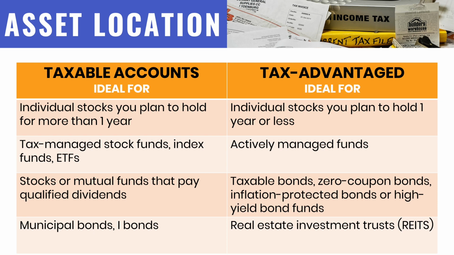Now also, what's really well suited for tax advantage accounts is the various types of bonds. So taxable bonds, zero coupon bonds, inflation protected bonds, high yield bonds, all those different kinds of bonds are perfect for tax advantage accounts. And lastly, real estate investment funds or REITs should also go into a tax advantage account. Now, having this table, I believe you can use it as a map or a guideline to examine the funds you're investing in and properly position them into taxable and tax advantage accounts.